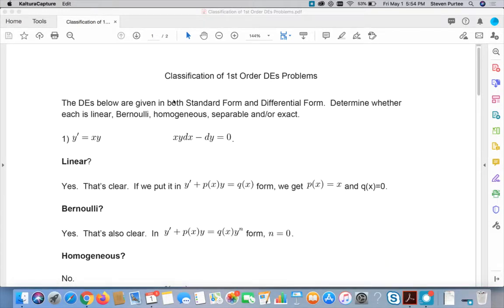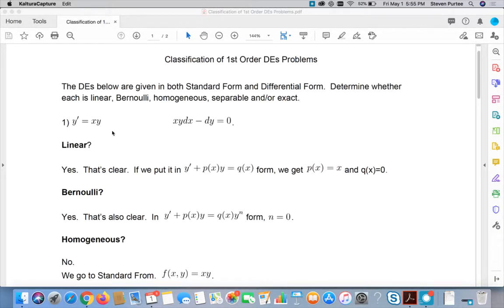Okay, here are some problems with classification of first order DEs. For both of these examples, we're going to check each one of the things: linear, Bernoulli, homogeneous, separable, and exact. Keep in mind that a DE could potentially be more than one of these. In fact, the DE y prime equals 0 is every one of those. It's all of them. So you can be more than one at a time, or you might be none.